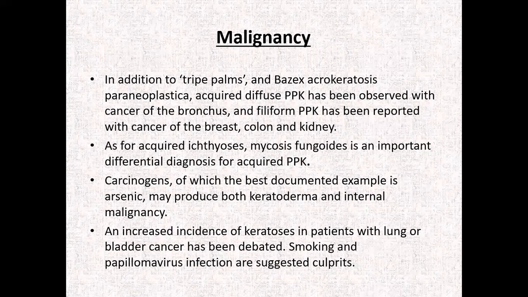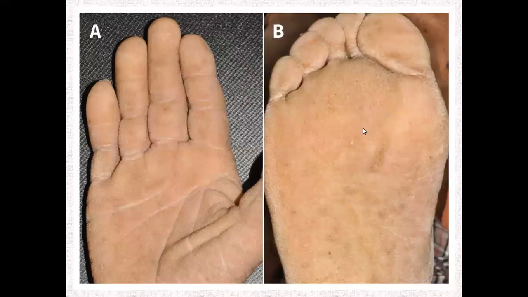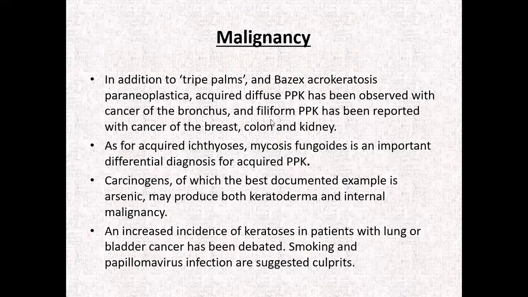Malignancies are characteristically associated with palmoplantar keratodermas. This is called tripe palms, or Bazex acrokeratosis paraneoplastica. So this is tripe palms, that is thickening of palmar and plantar skin associated with malignancies. Different types of tumors such as those of bronchus, breast, colon, and kidney are associated with this kind of presentation. Mycosis fungoides is one of the important causes of acquired palmoplantar keratoderma.